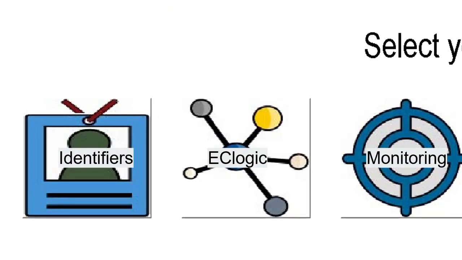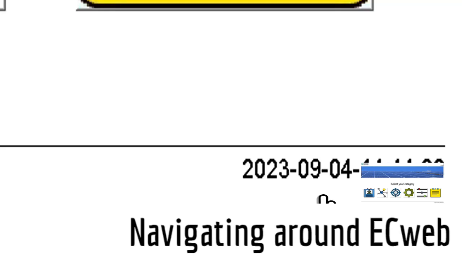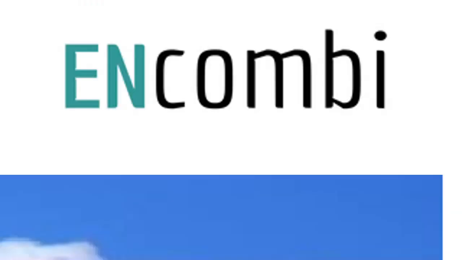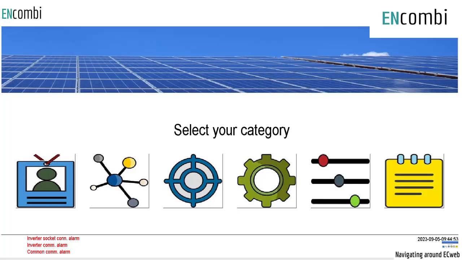On the left-hand corner you will see alarm notifications. And at the bottom right corner you will see the current date and time. On the top right corner you will see the user. Under the subcategories you have the selections: Identifiers, EClogic, Monitoring, Control, Settings, and Logs.